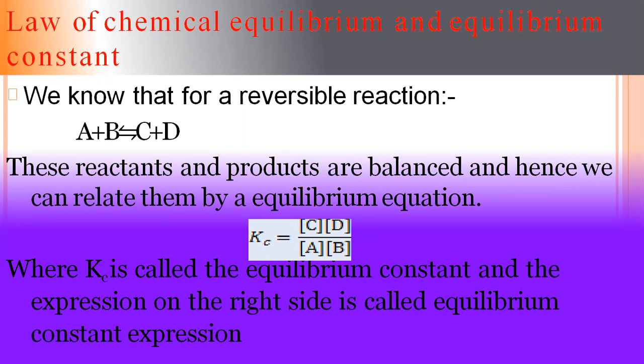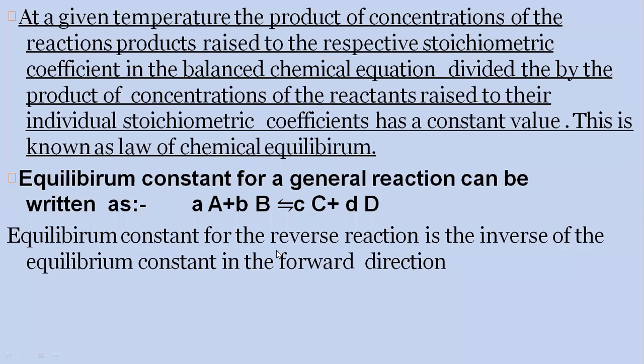So this is known as the equilibrium constant expression, and Kc is the equilibrium constant. At a given temperature, the product of the concentrations of the reaction products raised to their respective stoichiometric coefficients in the balanced equation, divided by the product of the concentrations of the reactants raised to their individual stoichiometric coefficients, has a constant value. This is known as the law of chemical equilibrium.